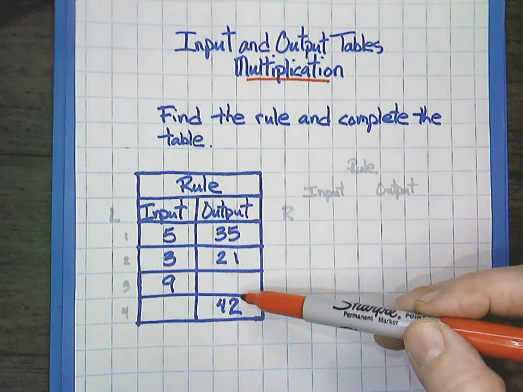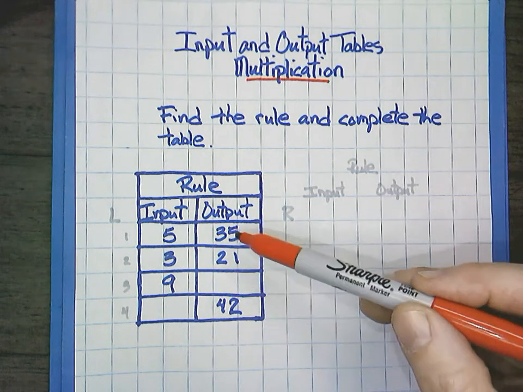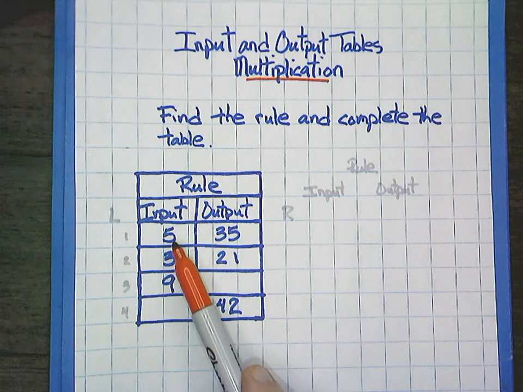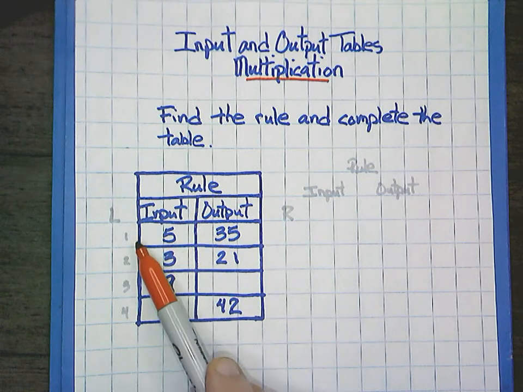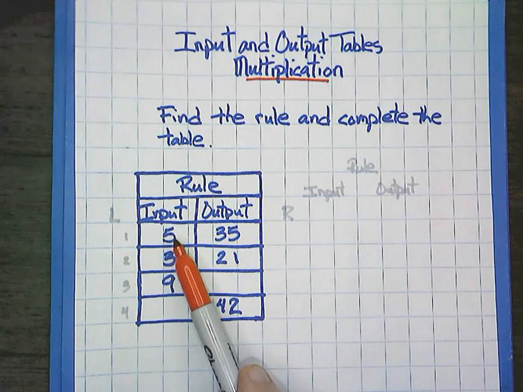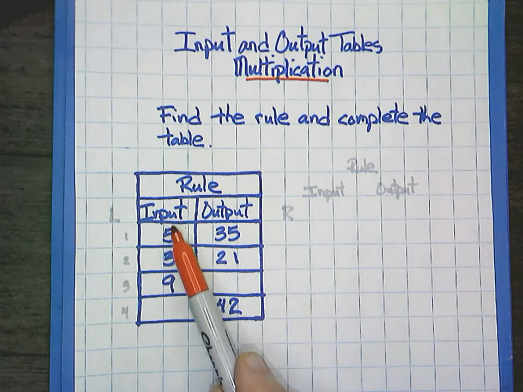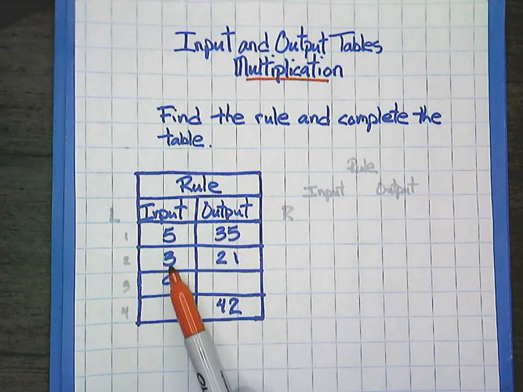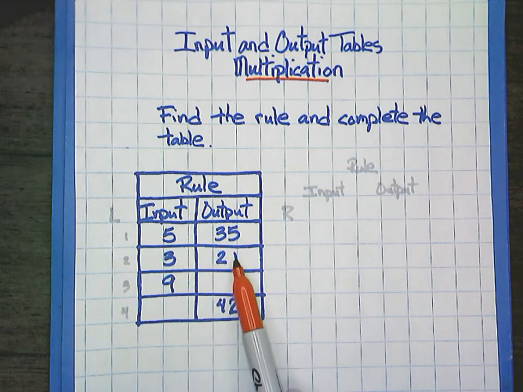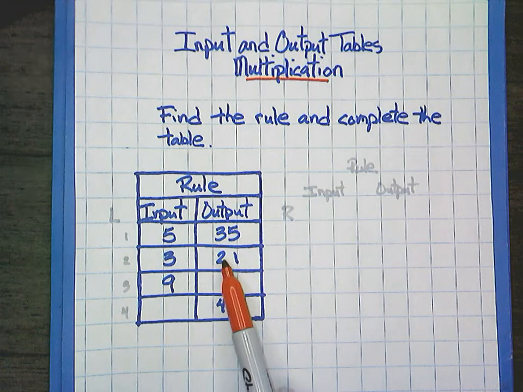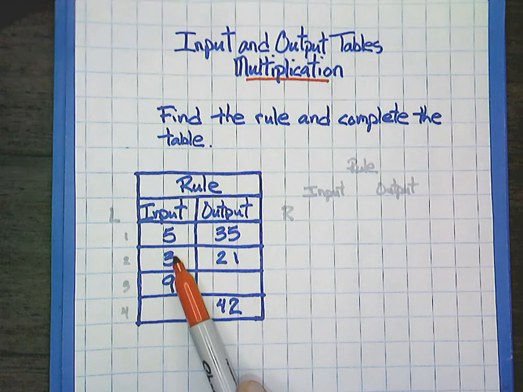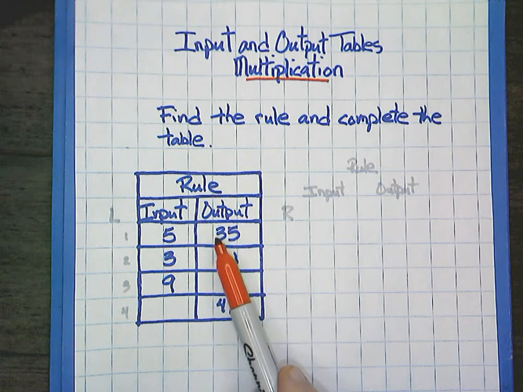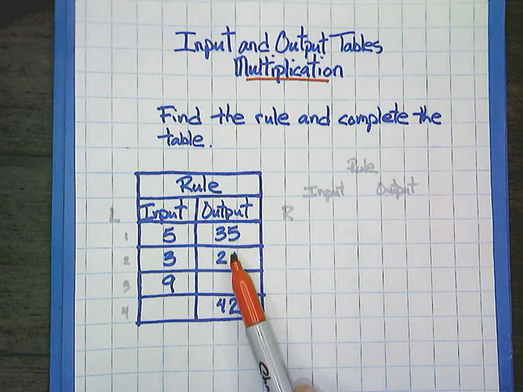When you use an input-output table like this one, you would begin with your input. So for example, 5 would be in the first column, and we're starting with 5, which is our input, and the output would be 35. The next would be 3, and the output is 21. And the idea here is that for each of these numbers, they're using a rule, and when the rule is applied, then you're getting your output number here.